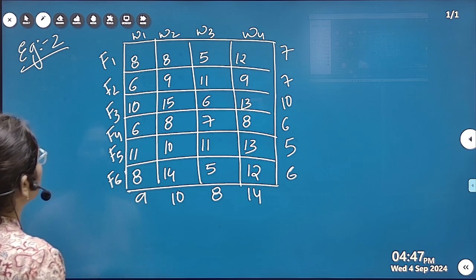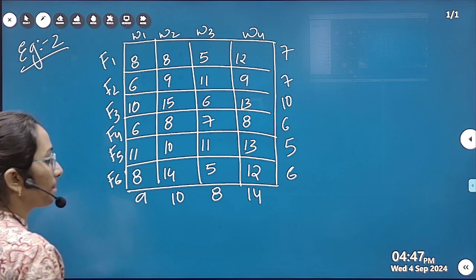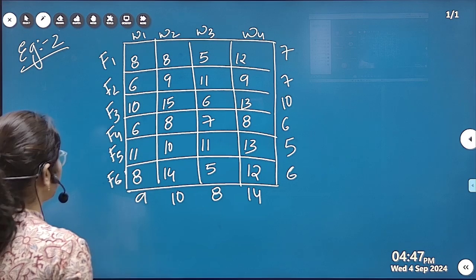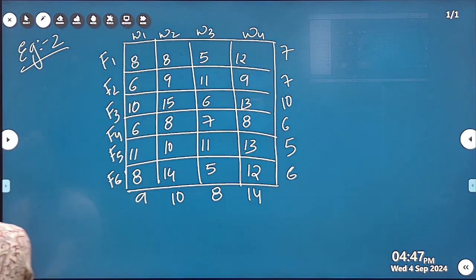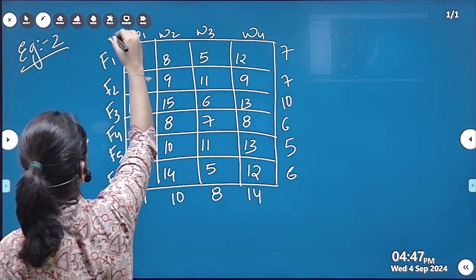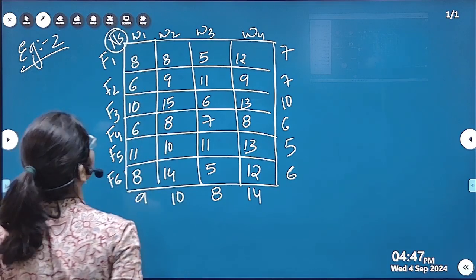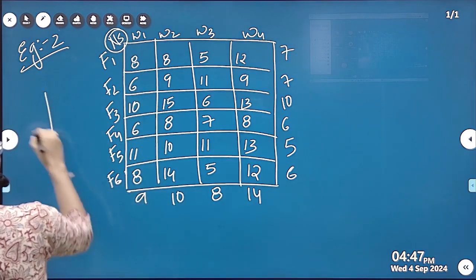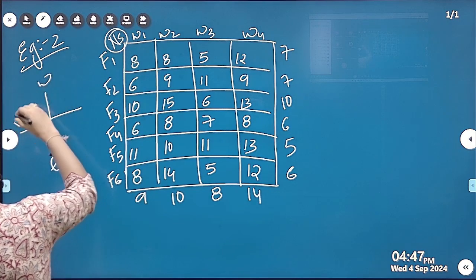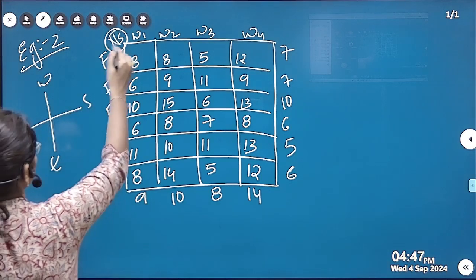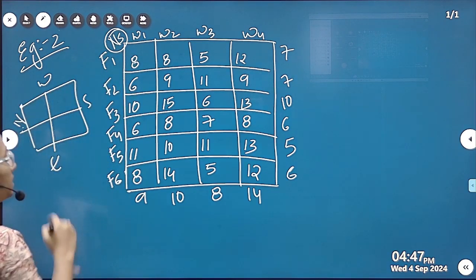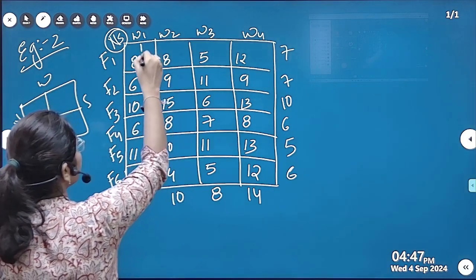Okay, so this is the second example. Now the northwest corner rule will start from here. This is the northwest. Here, this is east, west, north and south. So this is the northwest point, where the north face and the east-west face meet. So we need to start the question from here.